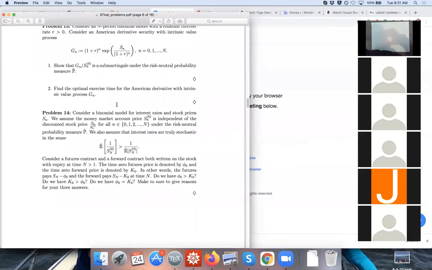So 14 is about comparing futures and forward prices. We talked about that a little bit last time. Here's another specific model that asks you to see if you can compare them. So this is number 14.